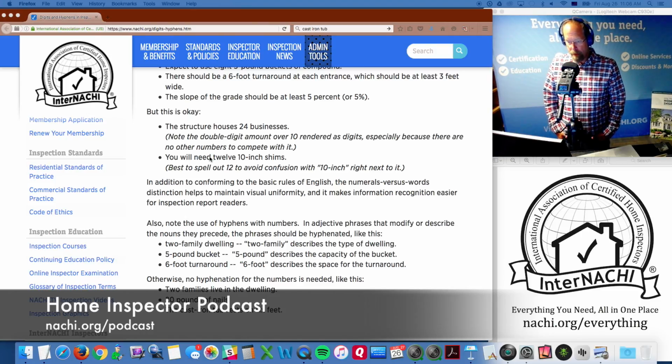In addition to conforming to the basic rules of English, the numerals versus words distinction helps to maintain visual uniformity in your inspection reports, and it makes information recognition easier for your readers. Now, note the use of hyphens with numbers. In adjective phrases that modify or describe the nouns that they precede, the phrases should be hyphenated, like this.